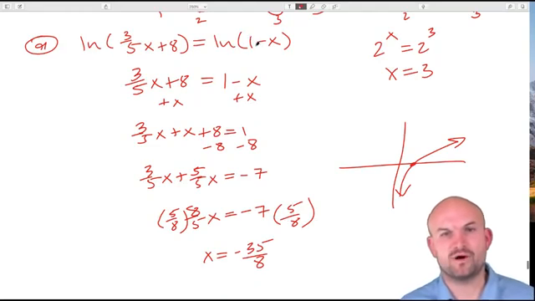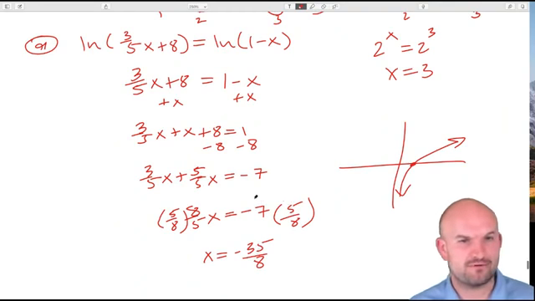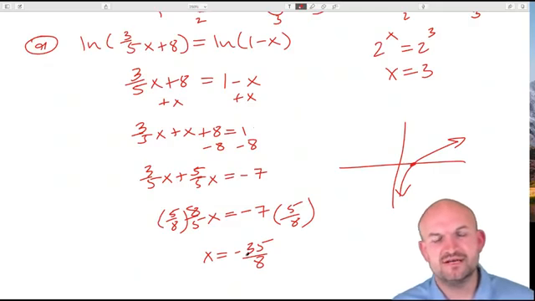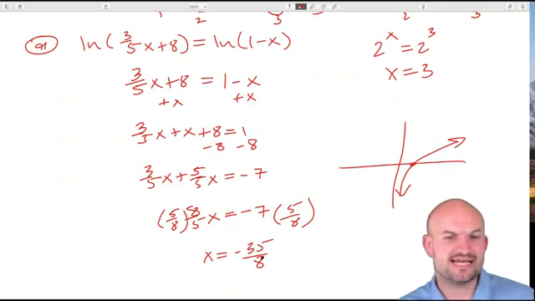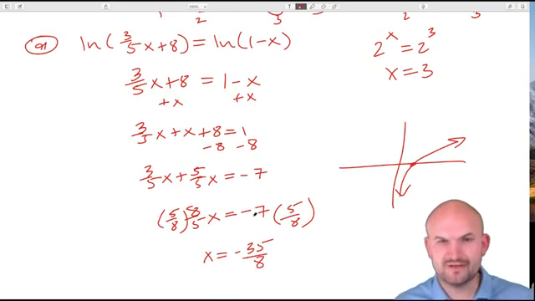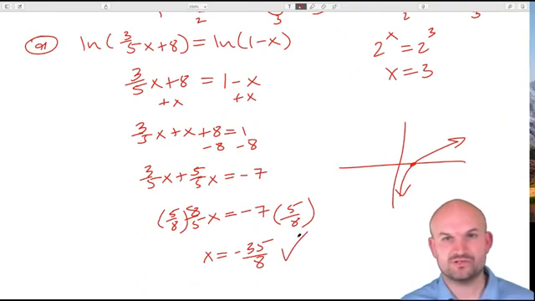Well, obviously, if I had 1 minus a negative 35/8, then that is going to be positive. And then when I multiply by 3/5 from this negative 35/8, that's going to be smaller than 8. So when I add 8, it's going to make it positive. So therefore, I'm working, and that is going to be my solution.